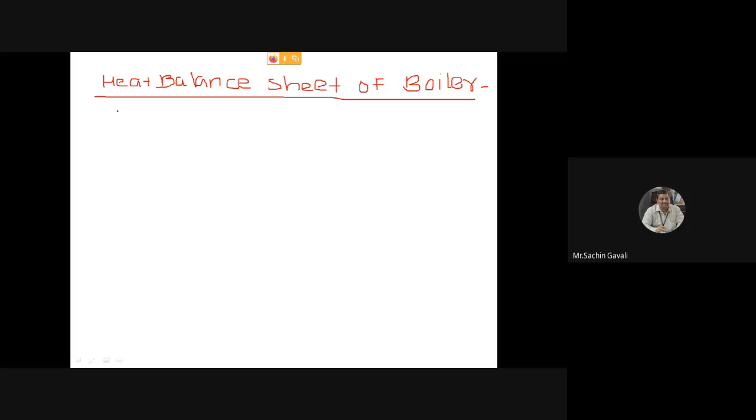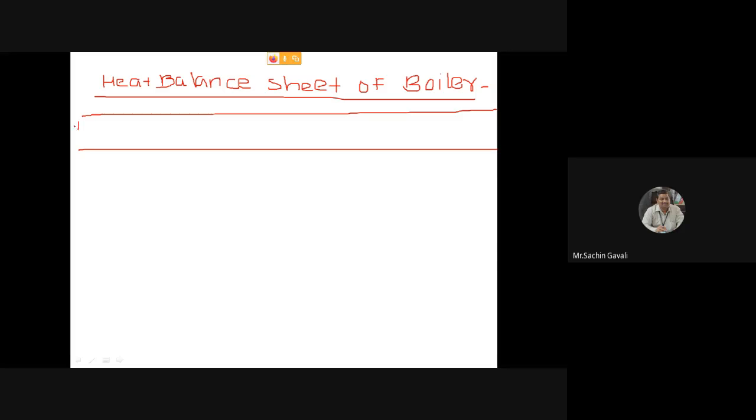Okay. Now somebody can read so that I will draw the heat balance sheet layout. It is called a layout. So now I request Kunal or Swaz, anybody who is ready, then read slowly so that I will draw the layout of the heat balance sheet. Somebody, anybody of you? What is written in our heat balance sheet?